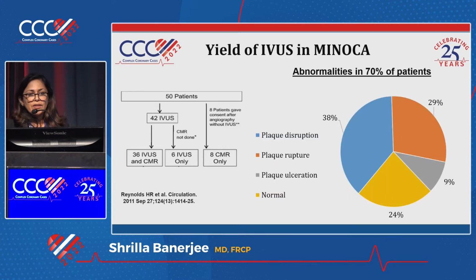And then if we look at the yield of IVUS in MINOCA as an investigation, in this study performed in New York by Harmony Reynolds in 2011, before the actual MINOCA tag was devised, about 50 patients were reviewed, and IVUS helped with making the diagnosis in about 70% of that group by defining plaque disruption, plaque rupture, and plaque ulceration.